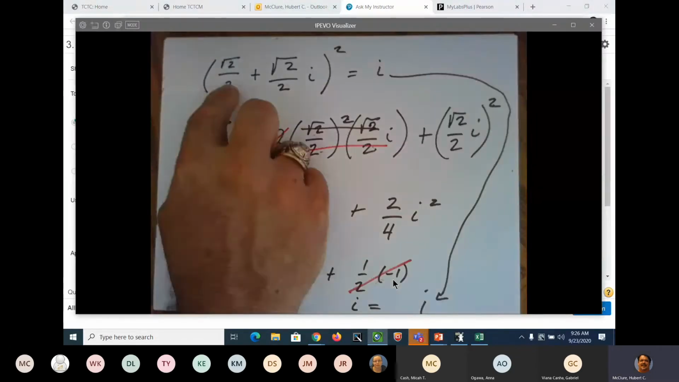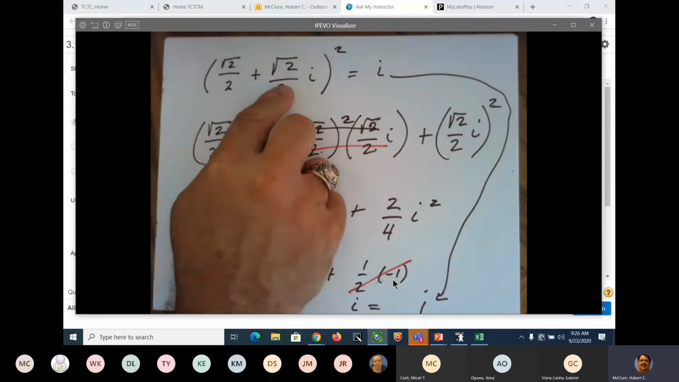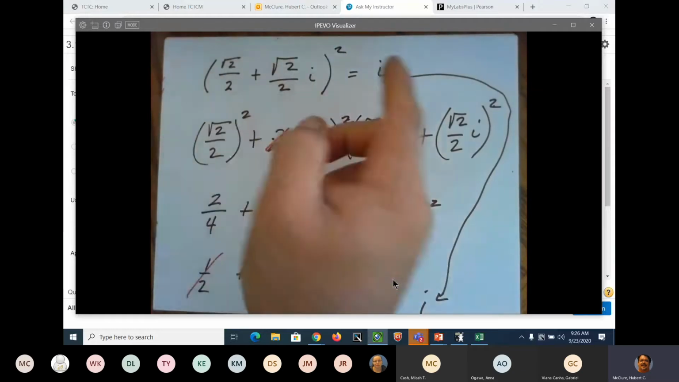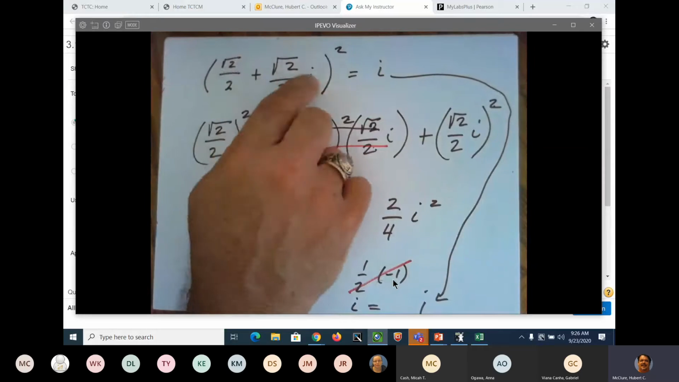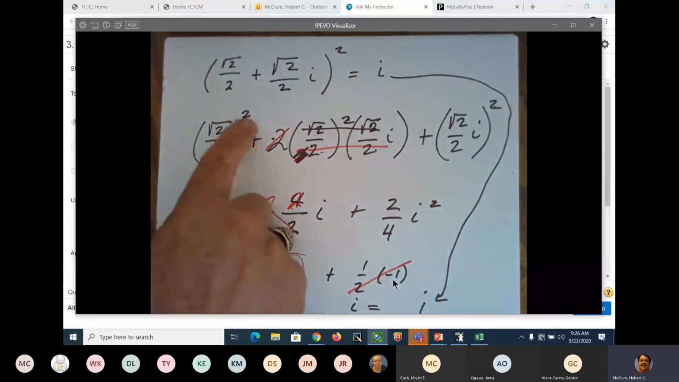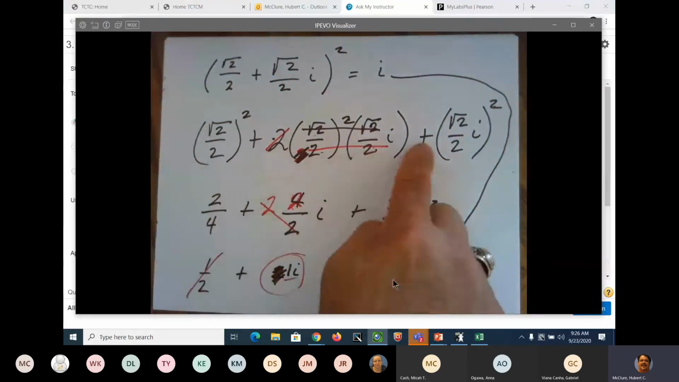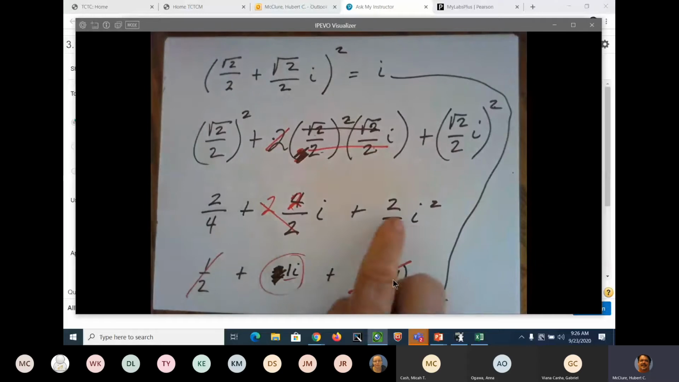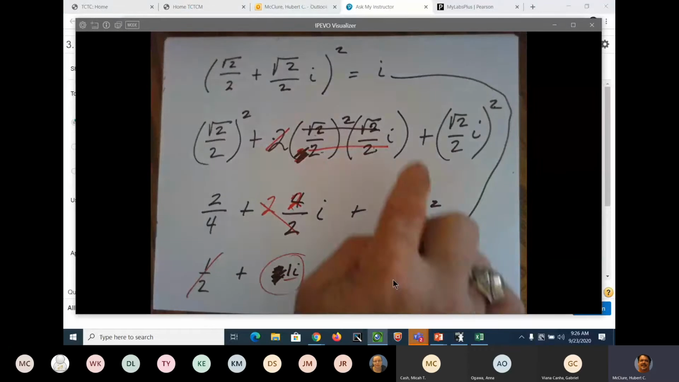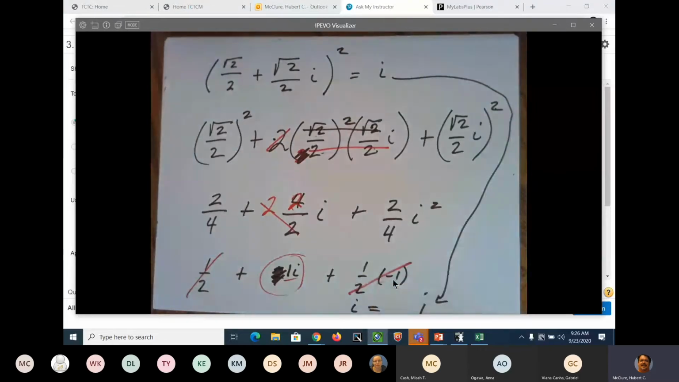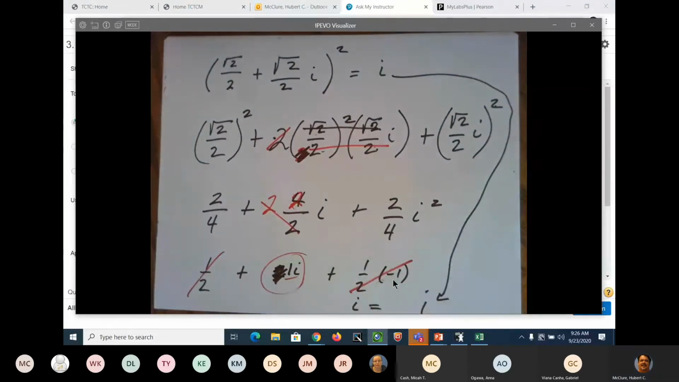So you take (A plus B) quantity squared. You've got to square it. And (A plus B) quantity squared is equal to A squared plus 2AB plus B squared. And when you do all that algebra, you're going to be left with i. And i is equal to the i that you set it up with. This is not a test question. This is a misplaced question, but it's not a test question.